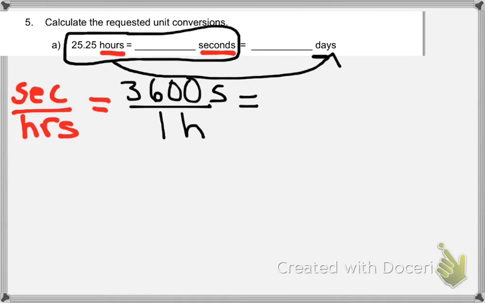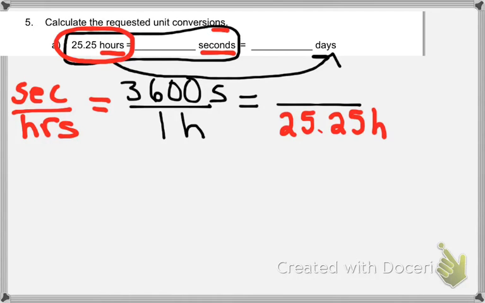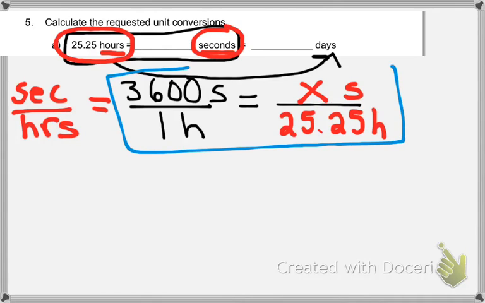Now they're giving us 25.25 hours, and they want us to find how many seconds that is equivalent to. So we are looking for x. This is our proportion. Double check that you got the same units on top and bottom. Yeah, seconds are on top in both cases and hours are on bottom in both cases. So now we can cross multiply.